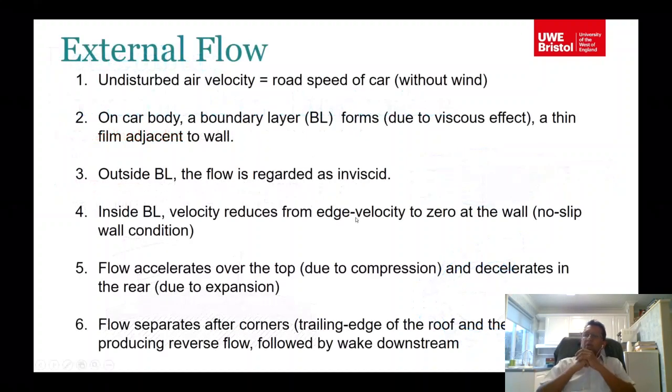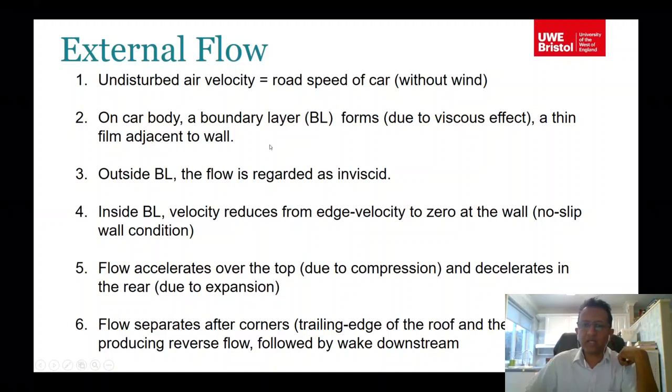Okay. So when you talk about external flow, the external flow is due to undisturbed air velocity equal to the road speed of the car. And on the car body, a boundary layer forms, as I said earlier. Now this is due to viscous effect. So it's a thin film adjacent to the wall. When we draw this one, it's an exaggerated diagram. It's actually a thin film.